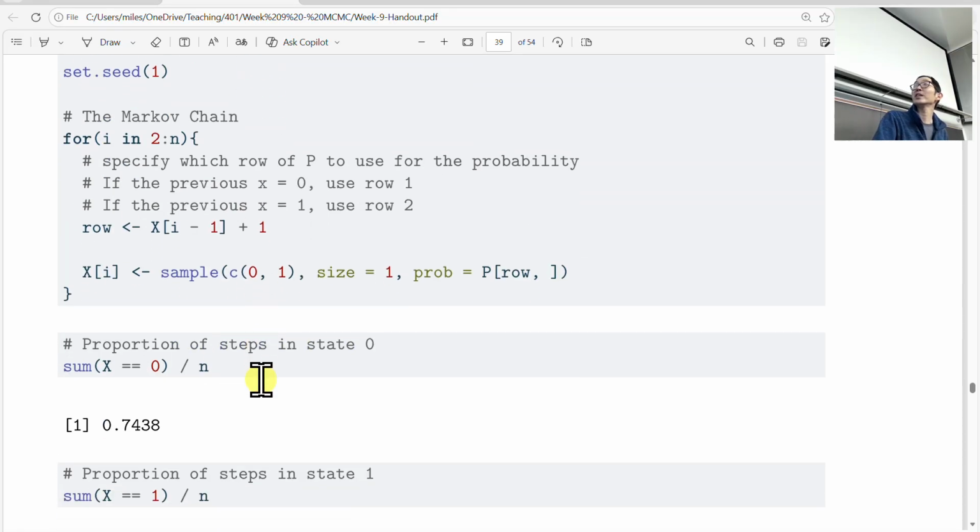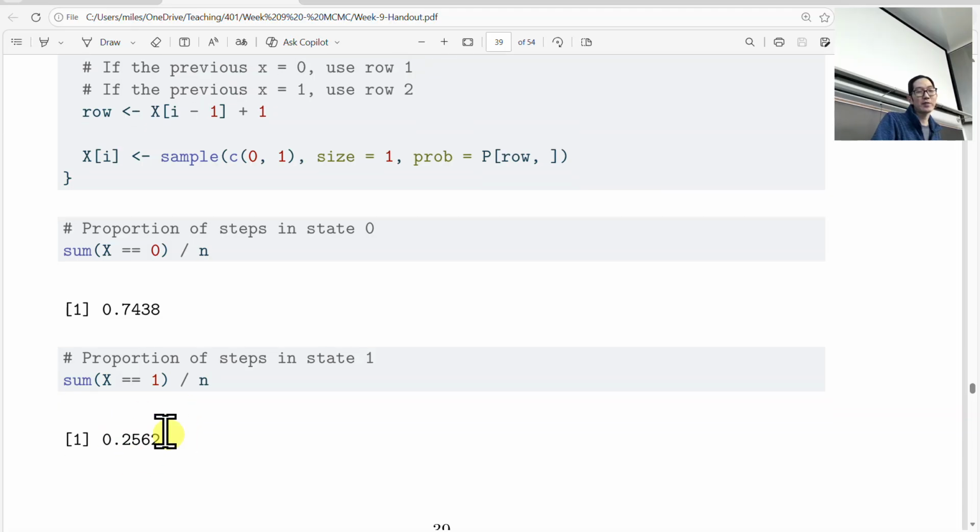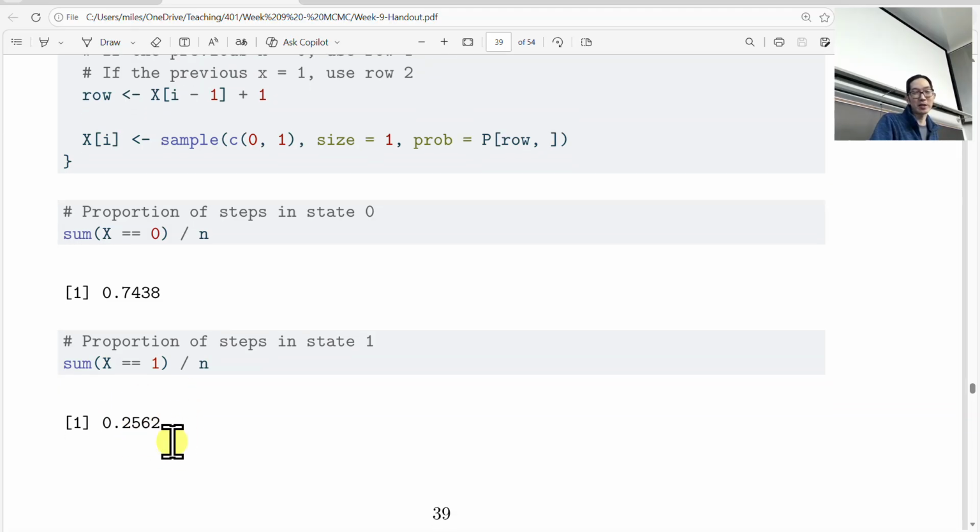And we can say, okay, after 10,000 iterations, how often were we in state 0? And it was just under 75% of the time. How often was I in state 1? About 25% of the time, just a little bit off.